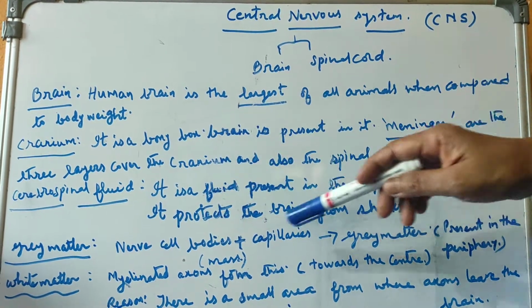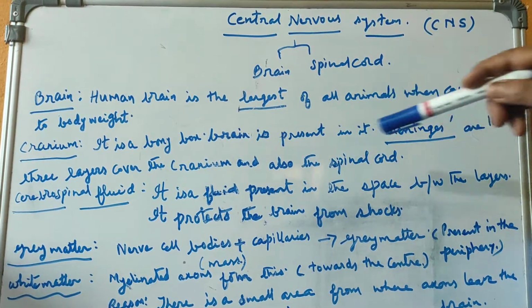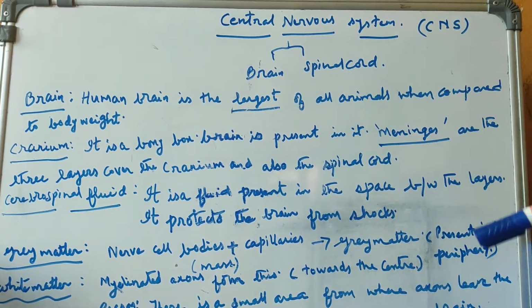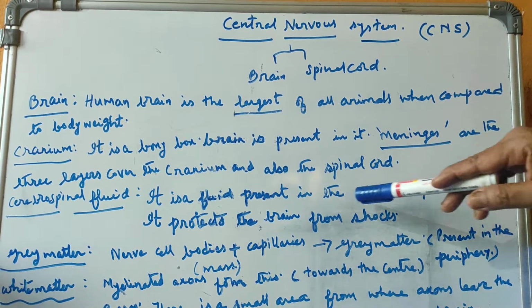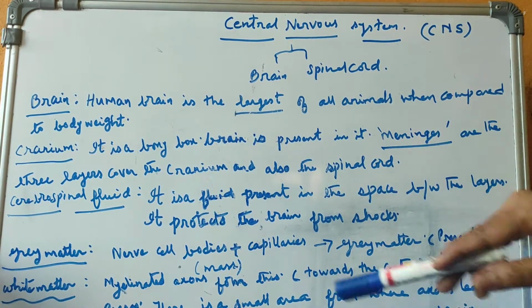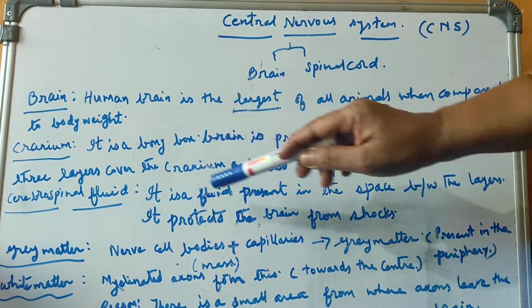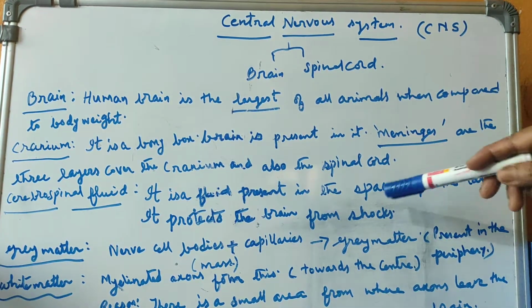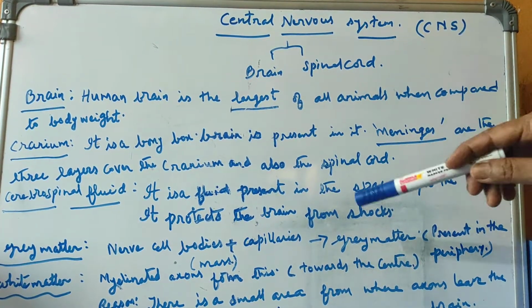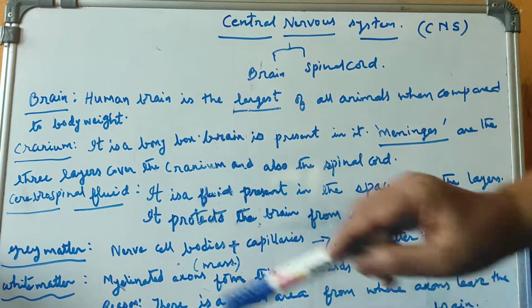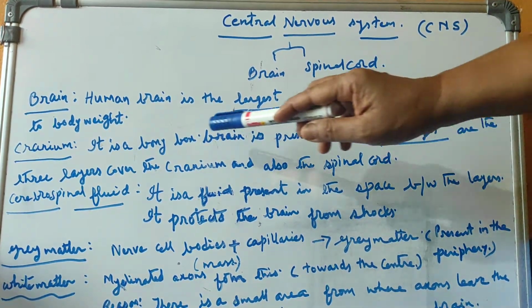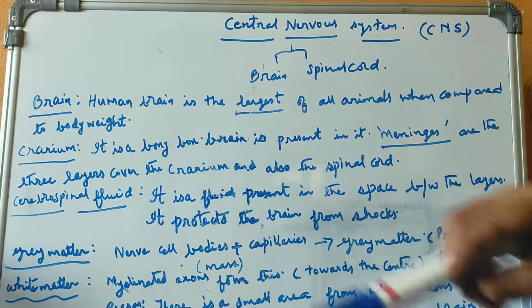This is a fluid which is present in the space between the three layers of the meninges, and that is called cerebrospinal fluid. It protects the brain from shocks, injuries and hurts. The cranium also protects the brain because it is a bony box.